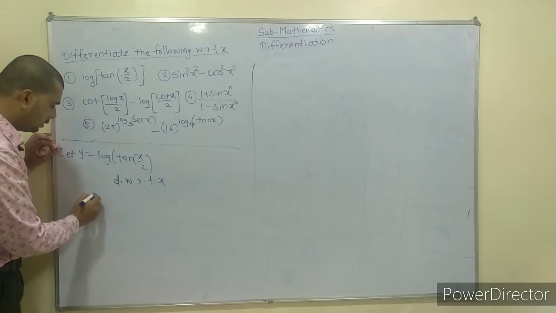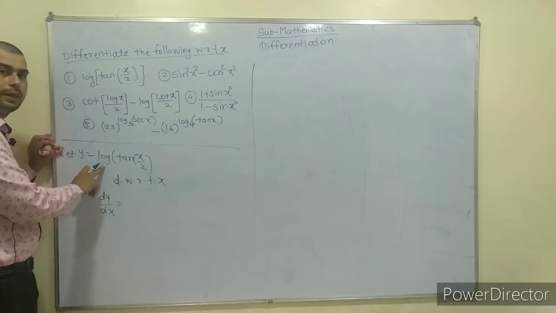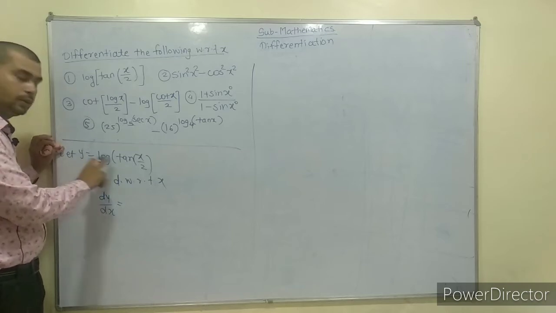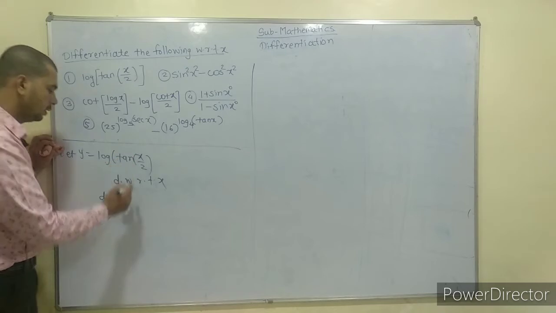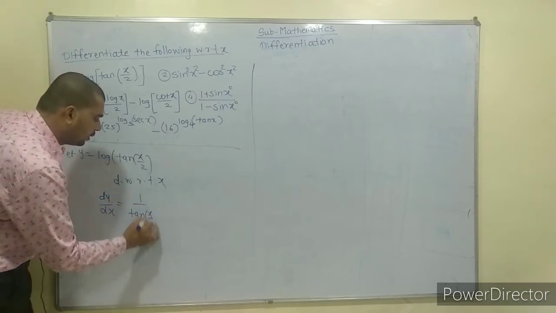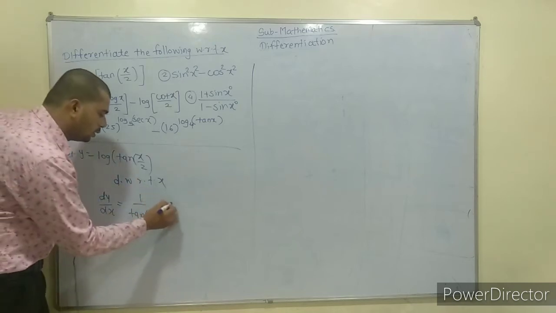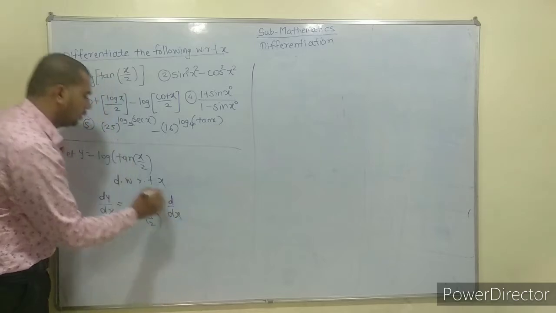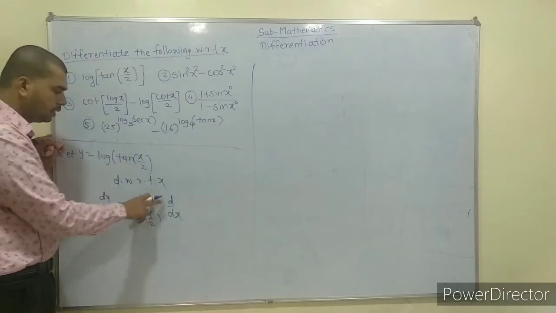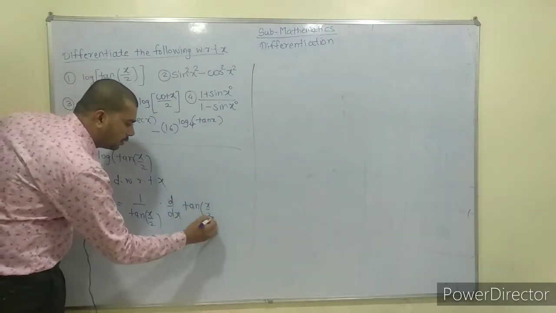Differentiating with respect to x gives us dy by dx equal to, what is formula of derivative of log x? 1 upon x. So derivative of log of tan x by 2 is 1 upon tan x by 2 into d by dx of, here in place of x, what is here? Tan x by 2. Therefore d by dx of tan x by 2.